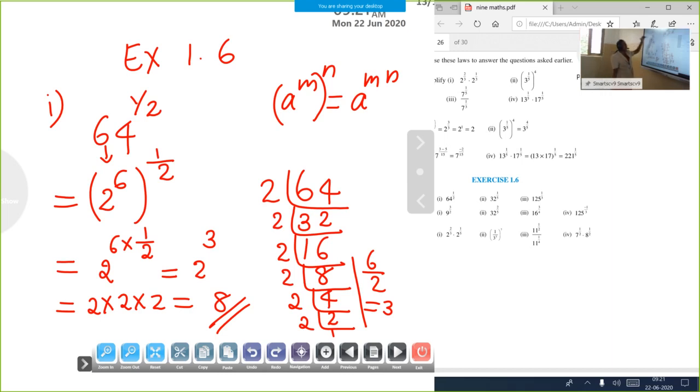So your question is 64 raised to 1 by 2. Factorize that 64. You get the answer 2 raised to 6, the all raised to 1 by 2. Then after this, this is of the form a raised to m, the all raised to n, a raised to mn. Using that, here we can write 2 raised to 6 into 1 by 2. The value of 6 into 1 by 2 is 6 by 2. The answer is 3. So we can write 2 raised to 3. Next step, what is the meaning of 2 raised to 3? 2 into 2 into 2. The answer is 8.